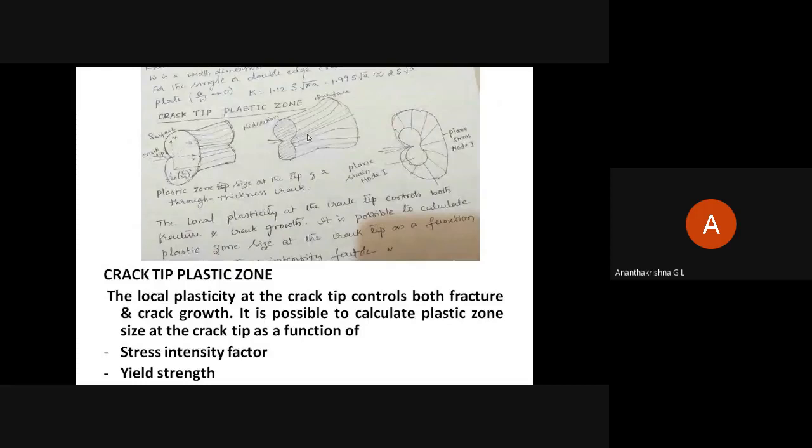Then we learned a little bit about the crack tip plastic zone. That is, the plastic zone around the crack tip is what we tried to learn. So it is possible to calculate plastic zone size at the crack tip. Plastic zone is nothing but the zone where plastic deformation takes place. That's it. So we calculate plastic zone at the crack tip as a function of stress intensity factor K and yield strength.